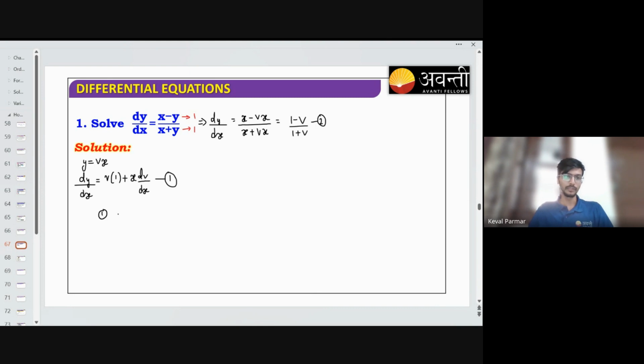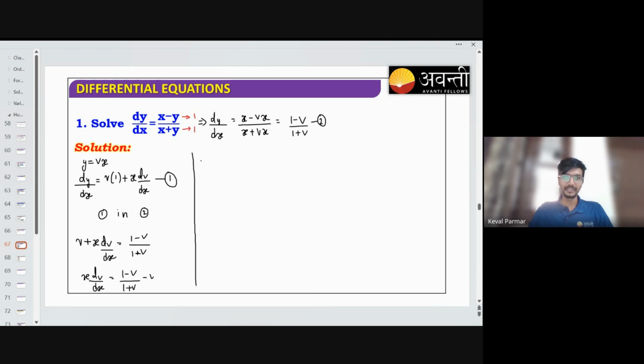Now substitute equation 1 in equation 2. What will I get? On the left hand side, I'll get v plus x dv by dx is equal to, what is on the right hand side? It is 1 minus v upon 1 plus v. Let's simplify. So x dv over dx will be equal to 1 minus v upon 1 plus v minus v. Correct?